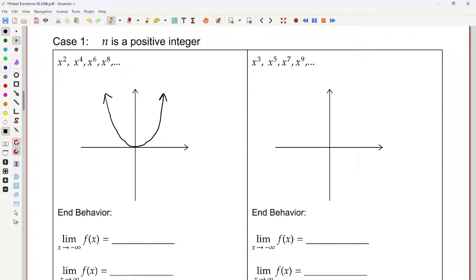But they all have this feature that they're kind of U-shaped, that they curve around the origin. And that's what I mean by that. So anything that's x to an even positive integer power has this U-shaped curve, just like a parabola. X cubed, x to the 5th, x to the 7th, x to the 9th.